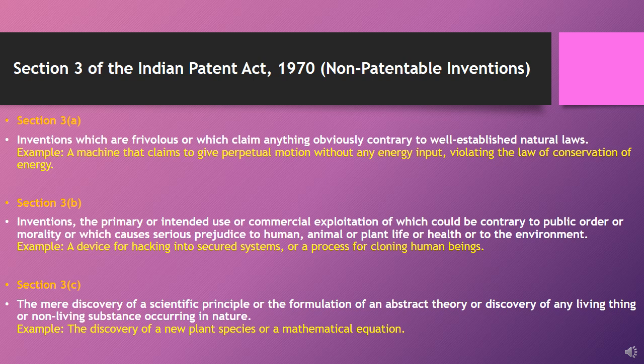Third one is Section number 3, subsection C. The discoveries of scientific principles, abstract theories, or things that already exist in nature cannot be patented. For example, discovering a new plant species or coming up with a mathematical equation.